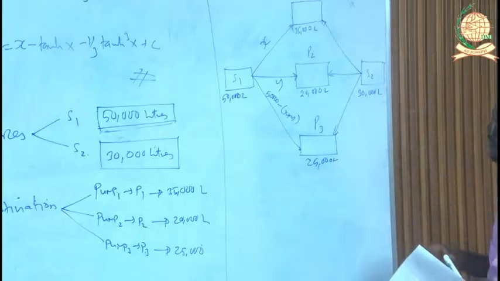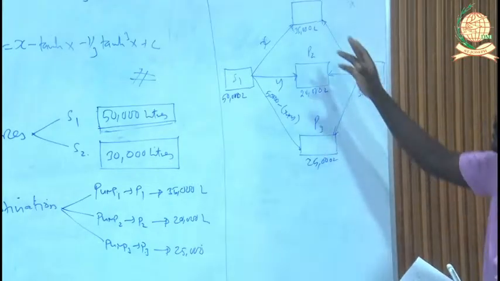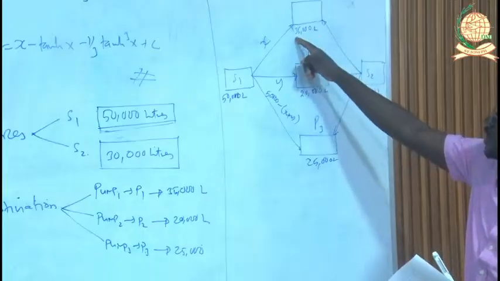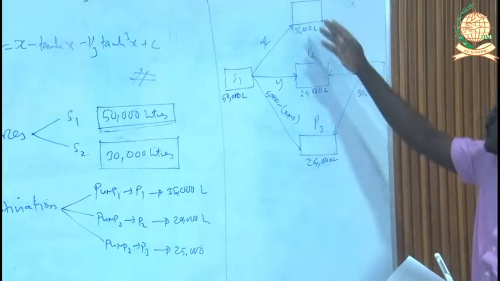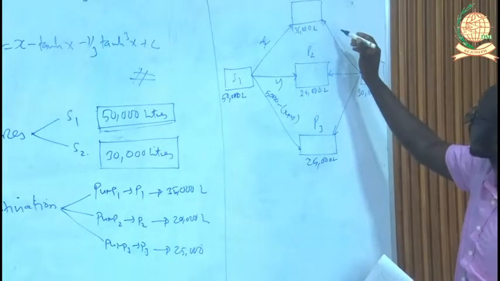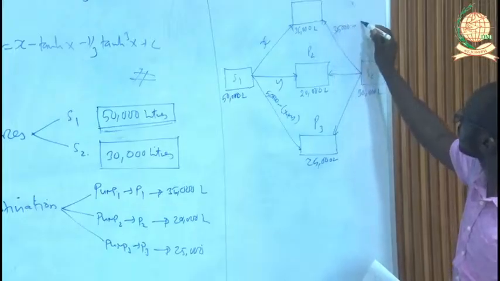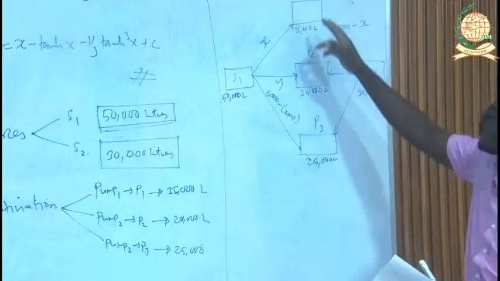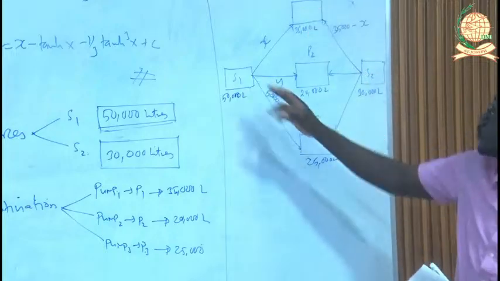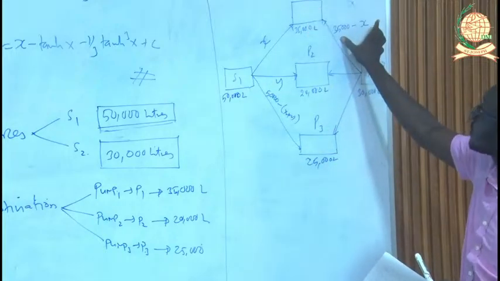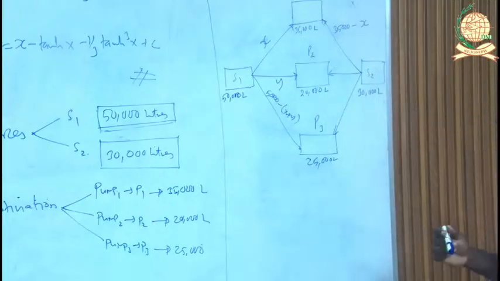So those 15,000 liters and the difference of the capacity minus what has been put there. So we're going to take 35,000 liters minus what was supplied there before from S1. So this is the remaining amount that P1 is missing, that is going to be taken from S2. So we'll write it this way.